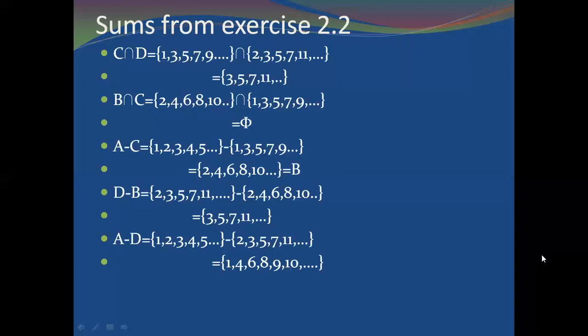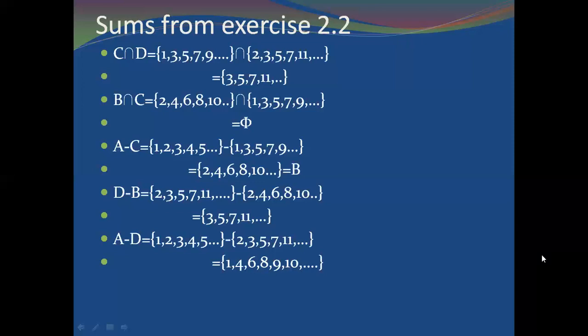Now D minus B. Set D consists of all the prime numbers in natural numbers, that is 2, 3, 5, 7, 11, etc., minus set B, which consists of even numbers, that is 2, 4, 6, 8, 10, etc. The difference means you remove only 2, because 2 is common in both the sets. So remove 2, then the leftover elements from set D are 3, 5, 7, 11, etc. So D minus B is 3, 5, 7, 11, etc.